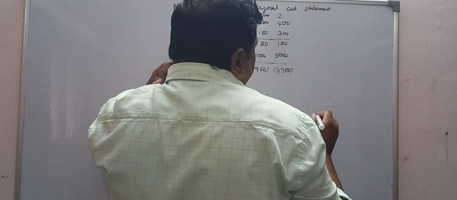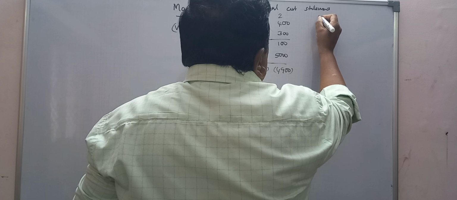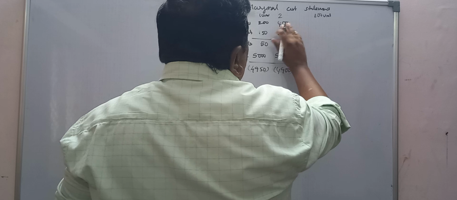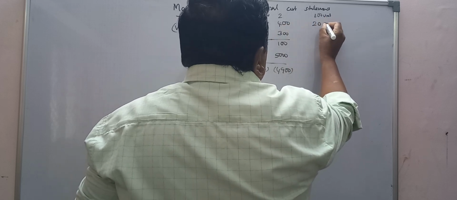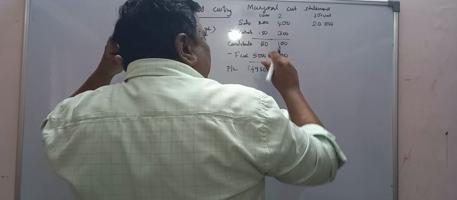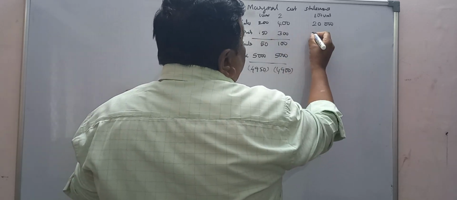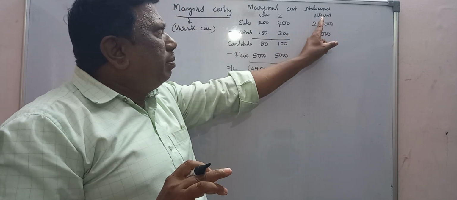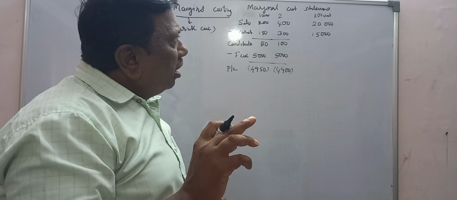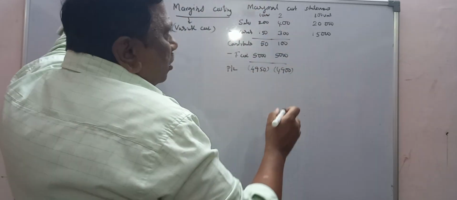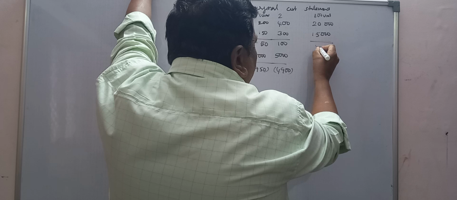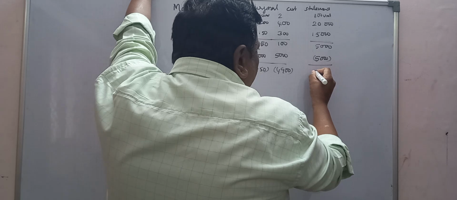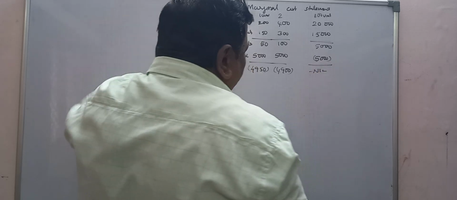If I am able to produce 100 units, my selling price is 20,000, because 100 into 200 per unit is 20,000. Variable cost is 150 per unit, so 100 into 150 is 15,000. Contribution should be 5,000. See, my fixed cost is also the same 5,000. Here I am in a no profit, no loss position.